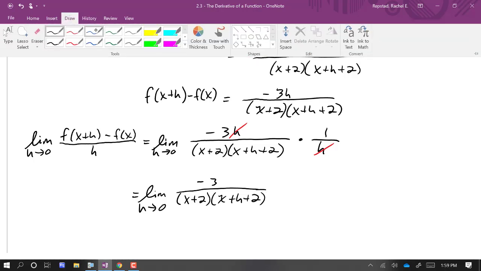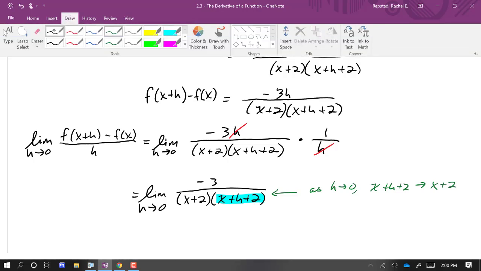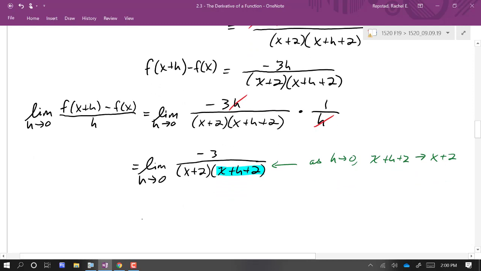So as h approaches 0, x plus h plus 2 just approaches x plus 2. So we end up with 2 factors of x plus 2 in the bottom, or an x plus 2 squared. And that is our derivative. That's our dy dx, or y prime, or f prime of x.